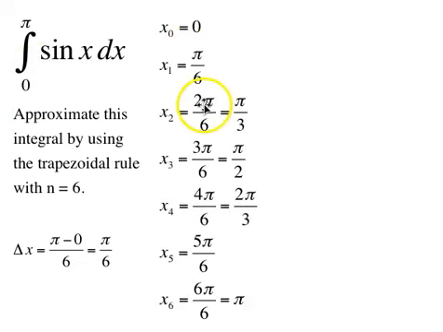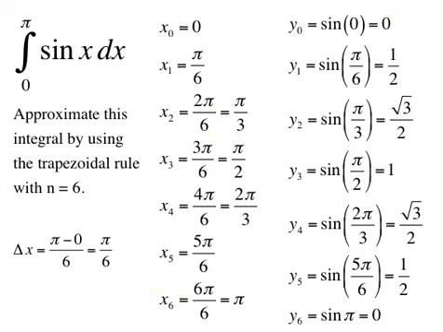So starting at 0, going to pi, stepping pi over 6 each time: 0, pi over 6, 2 pi over 6, 3 pi over 6, 4 pi over 6, 5 pi over 6, 6 pi over 6. Of course, 2 pi over 6 is pi over 3, 3 pi over 6 is pi over 2, 4 pi over 6 is 2 pi over 3, and 6 pi over 6 is pi. Those are all of the x values. Now I need y sub 0, y sub 1, y sub 2, y sub 3, y sub 4, y sub 5, y sub 6. Those are sine values for all of these things.